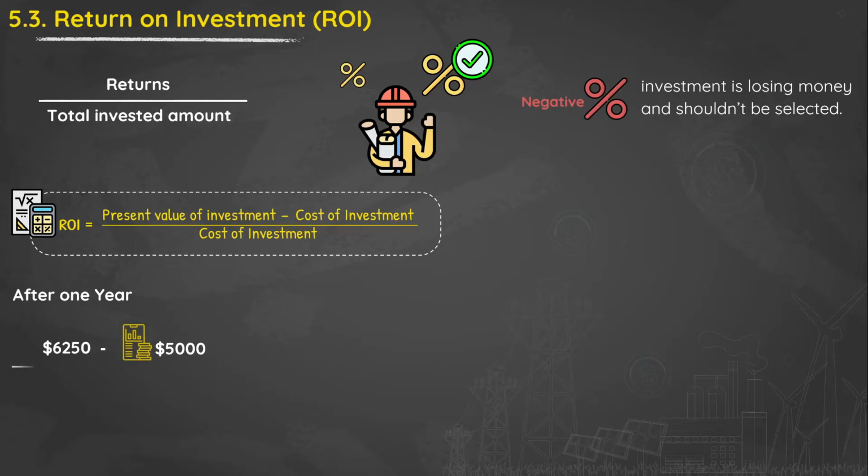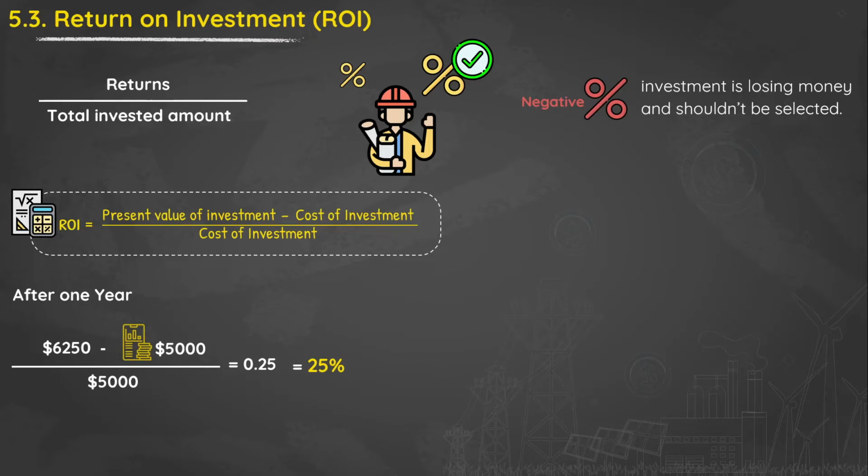By applying this rule, we divide by the cost of investment. So the present value of investment is the cost of these stock shares nowadays, which is $6,250, minus the cost of investment, what you already paid a year ago to buy the stock, over the same 5,000, which is the cost of investment. This is going to give us 0.25 or 25%.